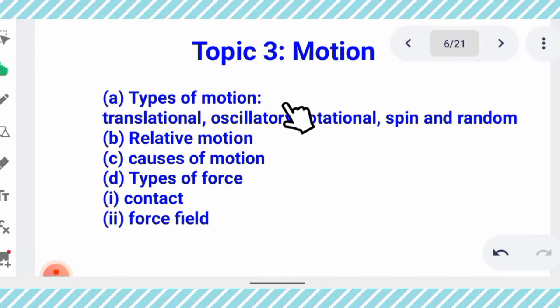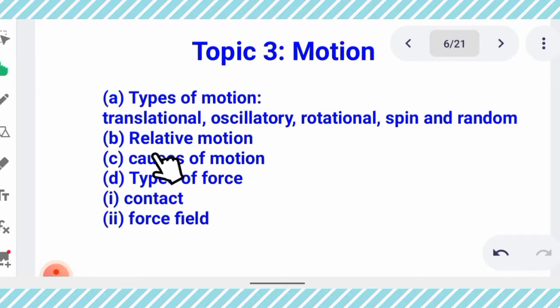Motion is said to be done whenever an object is forced to move from one place to another. Then we have different types of motion. We have translational motion, which is also known as motion in a straight path, oscillatory motion, which is the to and fro movement of an object, rotational motion, which is also known as circulatory motion, spin and random motion. When an object is moving randomly or in spin form, the movement is called zigzag movement or haphazard movement, that is, when it is moving in a non-directional form.